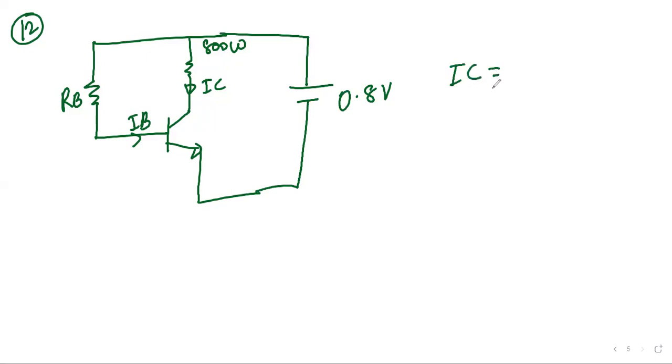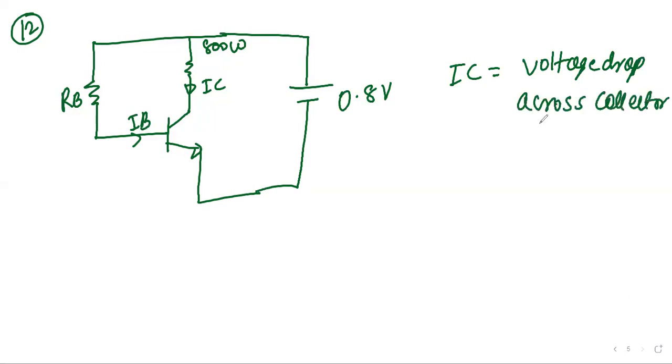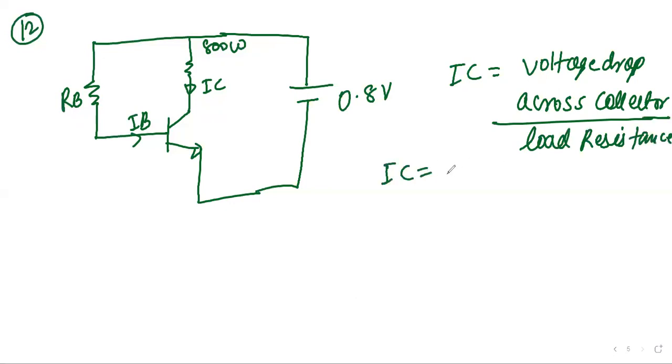IC, the current through the collector, is given by the voltage drop across the collector divided by the load resistance. So IC is equal to 0.8 divided by 800.